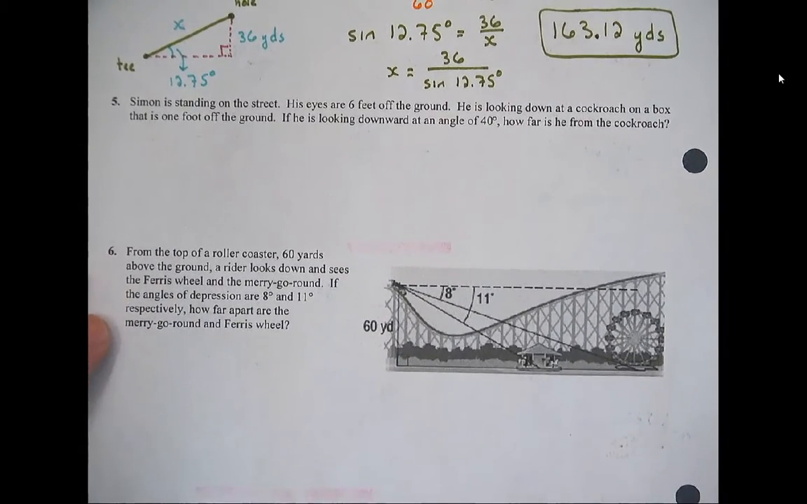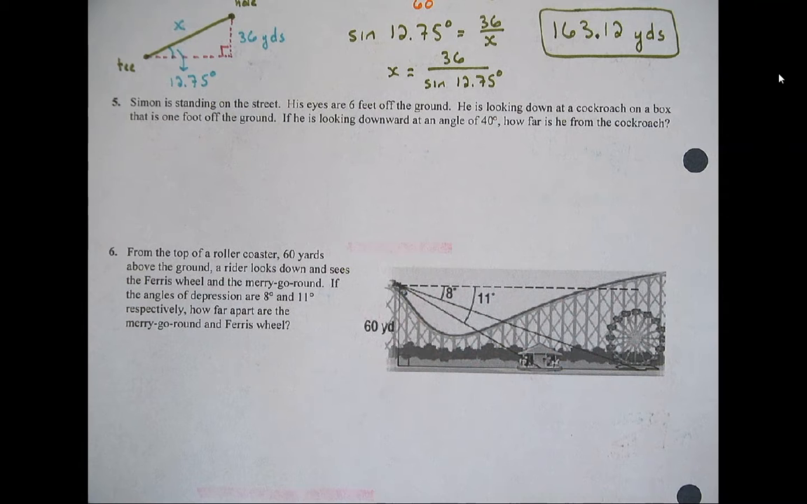Simon is standing on the street. His eyes are 6 feet off the ground. He is looking down at a cockroach on a box that is 1 foot off the ground. If he is looking downward at an angle of 40 degrees, how far is he from the cockroach? So, what are our permanent objects? We've got Simon. We've got the street. We've got the cockroach. Then we've got a box. Oh, the street and the ground, I guess, are the same thing.